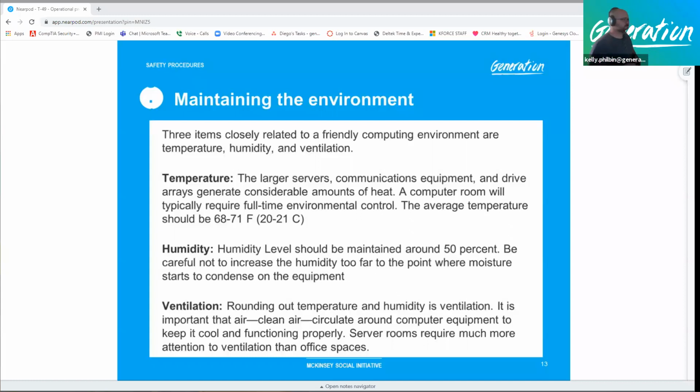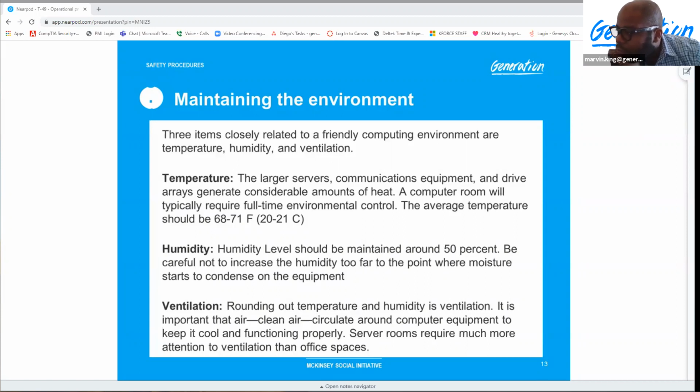Closely related to a friendly computing environment are temperature, humidity, and ventilation. Temperature. The larger servers, communications equipment, and drive arrays generate considerable amounts of heat. A computer room will typically require full-time environmental control. The average temperature should be 68 to 71 degrees Fahrenheit or 20 to 21 degrees Celsius. Humidity. Humidity levels should be maintained around 50%. Be careful not to increase the humidity too far, to the point where moisture starts to condense on the equipment.